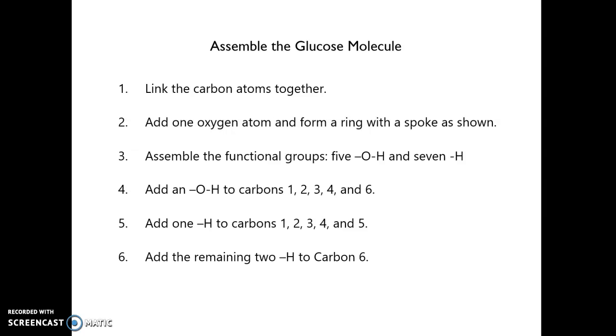Next, you're going to assemble what's known as functional groups, which are groups that will attach to this main ring. For that, you'll need to set aside 7 hydrogen atoms just by themselves and 5 sets of OH, so 5 atoms of oxygen bound to an atom of hydrogen. So you'll just set them together and set them aside. I'll go forward to a picture in just a minute, but you're going to add an OH, this functional group here, to carbons 1, 2, 3, 4, and 6. So let's see what that means.